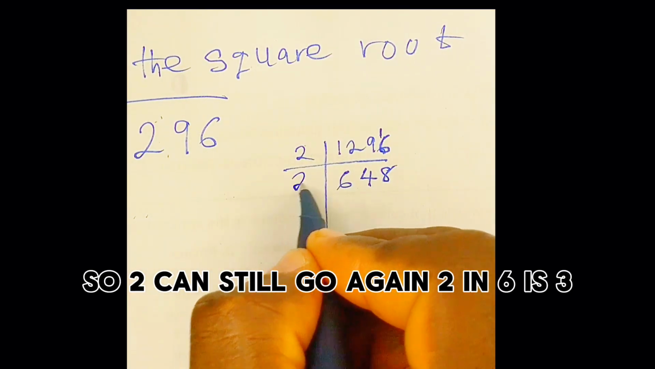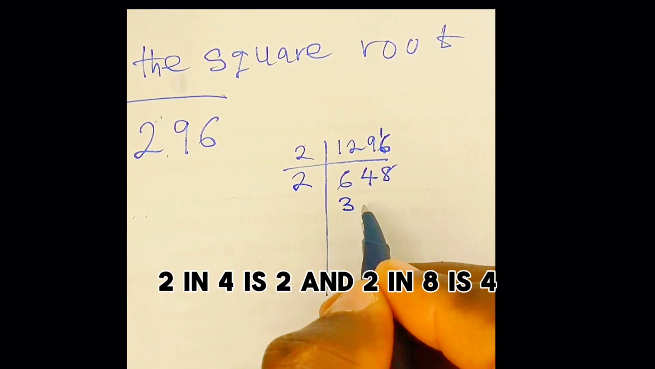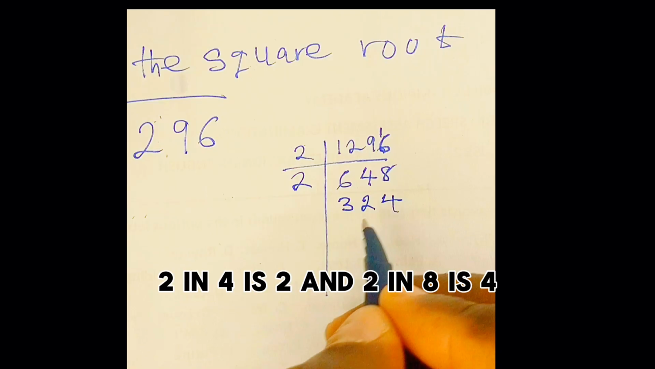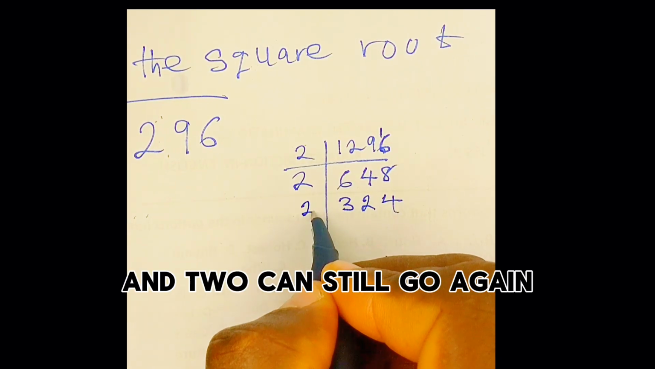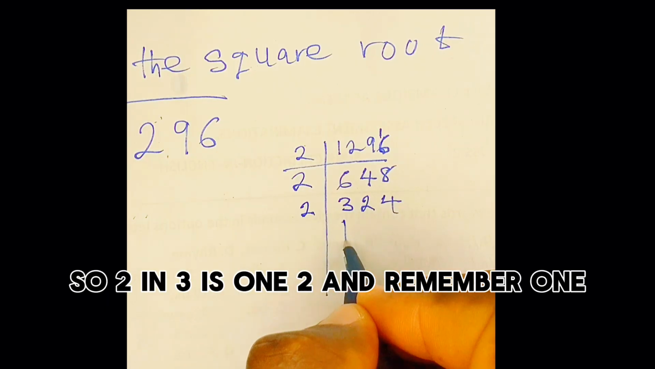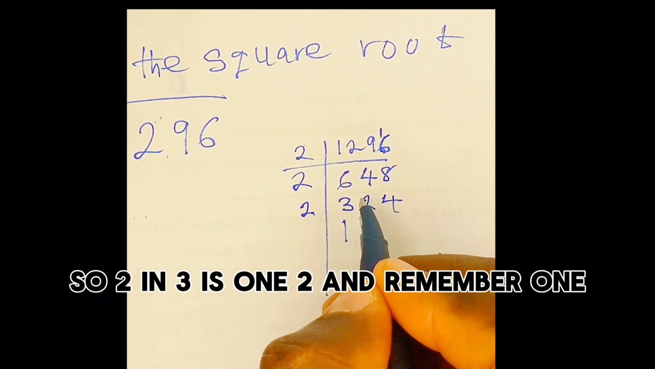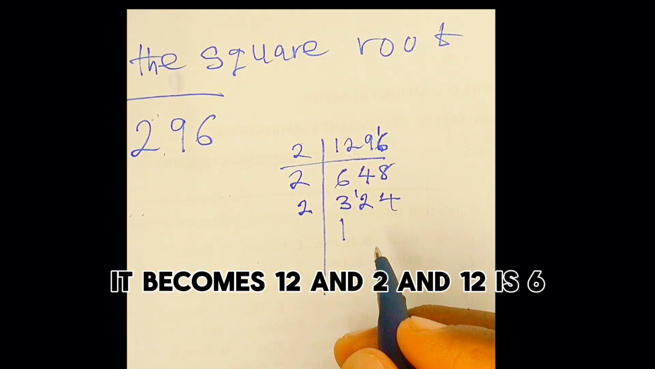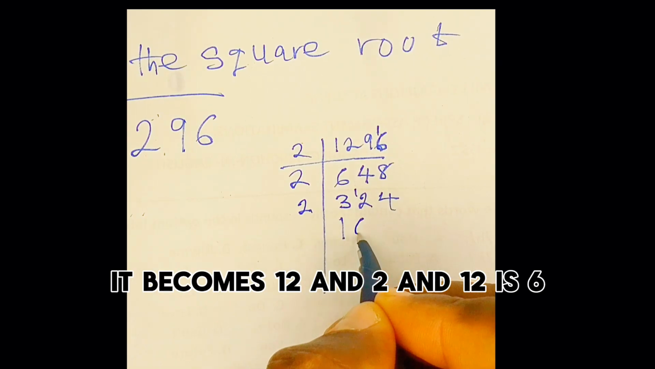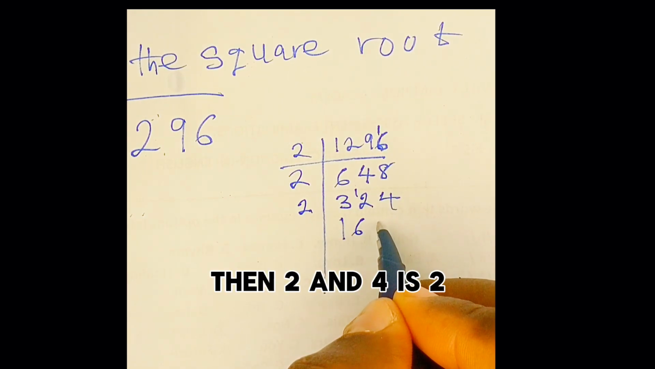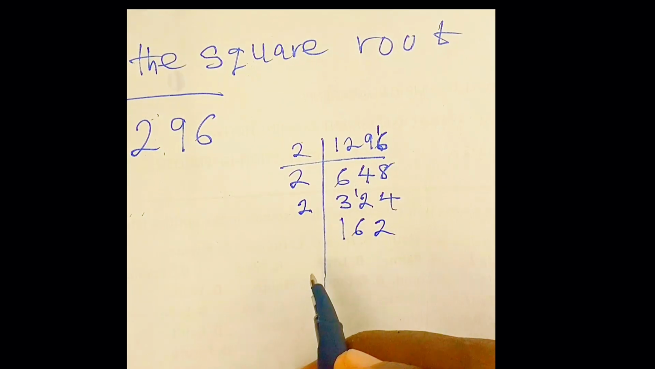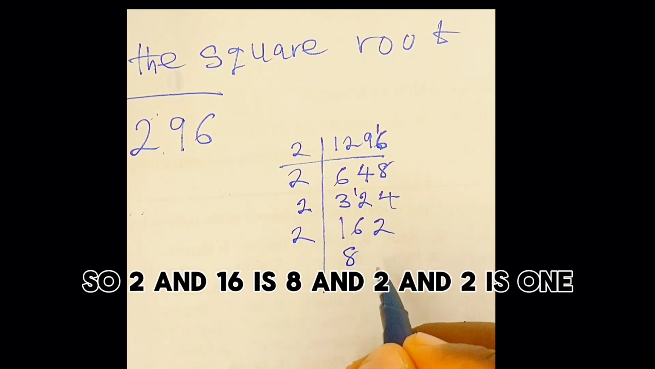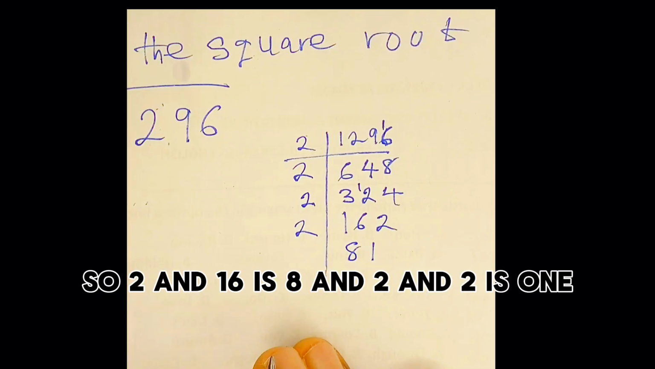And 2 divided 16 is 8. So 2 can still go again. 2 in 6 is 3, 2 in 4 is 2, and 2 in 8 is 4. And 2 can still go again. So 2 in 3 is 1, remainder 1, put it close to the next, it becomes 12. And 2 in 12 is 6. Then 2 in 4 is 2. Then 2 can still go again. So 2 in 16 is 8, and 2 in 2 is 1.